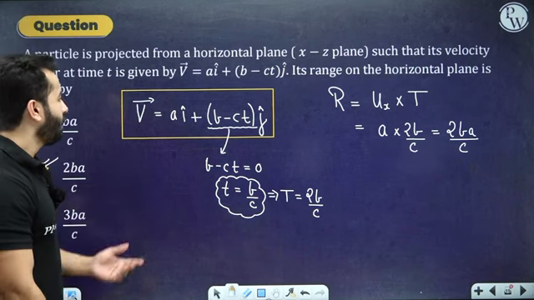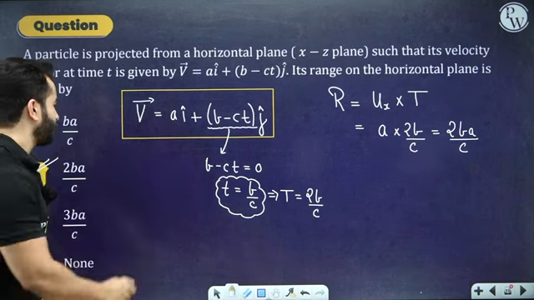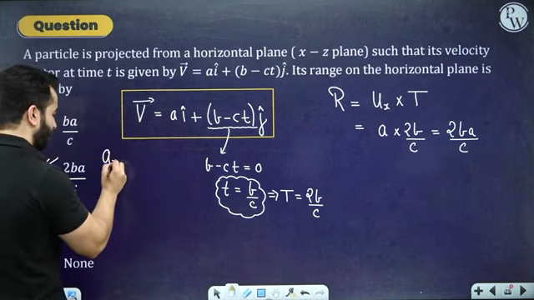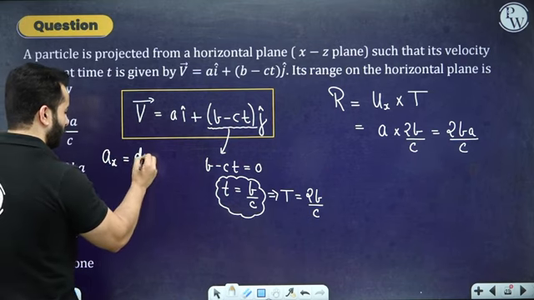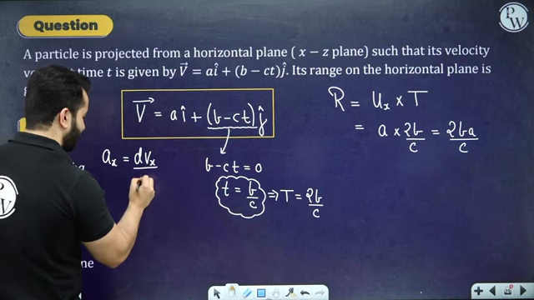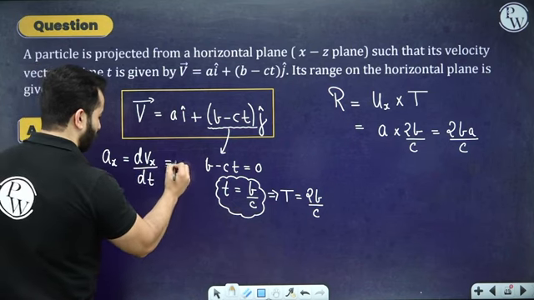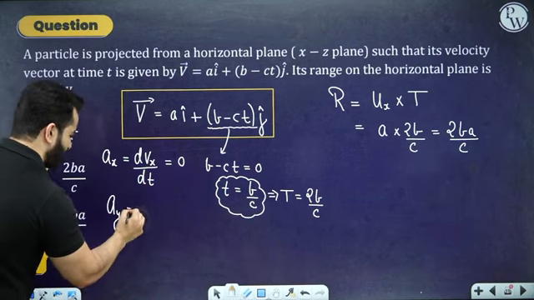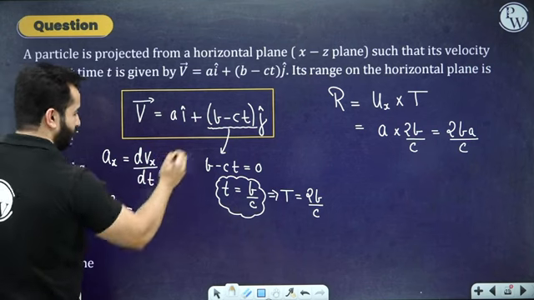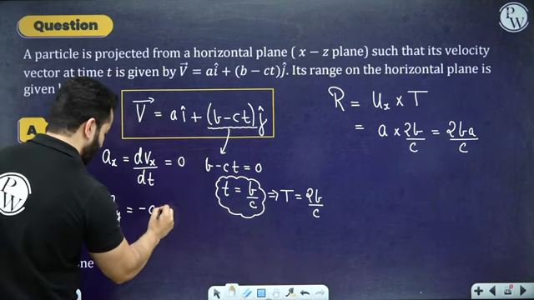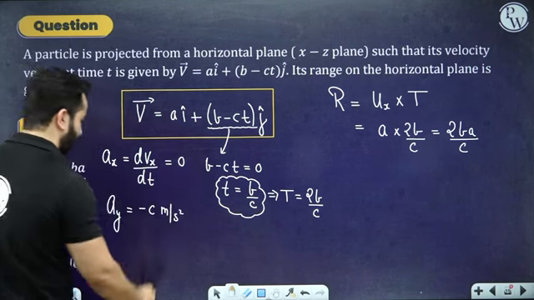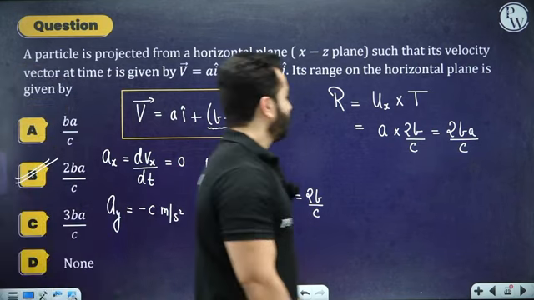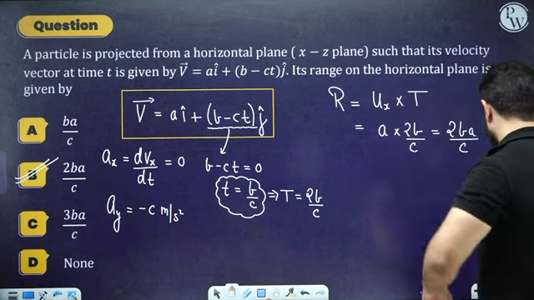That's it, right? If you want to find out the acceleration in x direction, that is going to be dvx by dt. So that is 0 because a is constant. If you want to find out the acceleration in y direction, this will be minus c meter per second square, right? So now after this, hopefully you have got it.